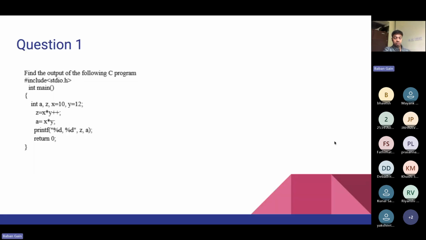So this is the first question. We have some integers, then some increment operation, some multiplication, and the question is what will be the output. So essentially, what will be the value of z and what is the value of a after these two operations? Note that this is y plus plus, so you should consider that while calculating the sets.